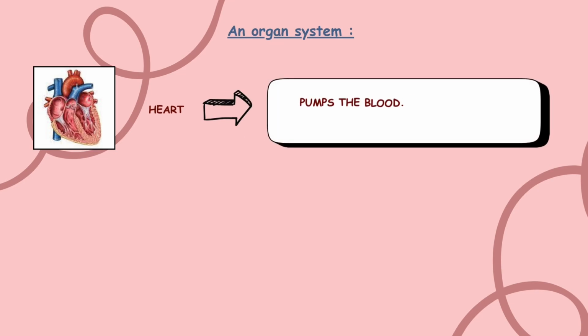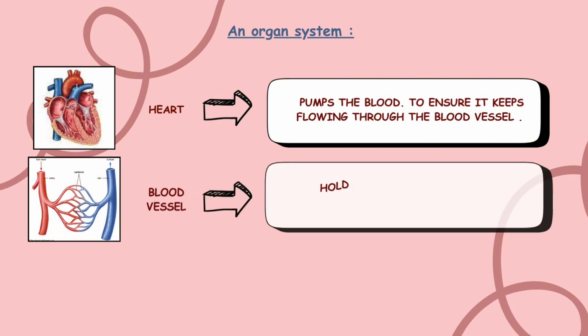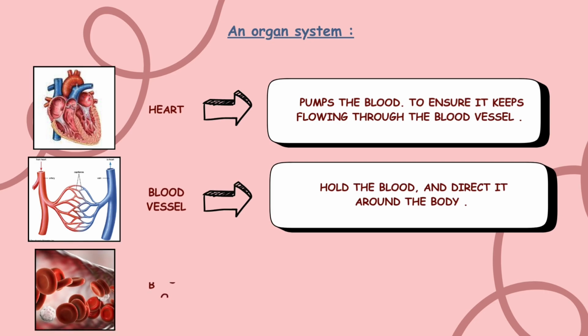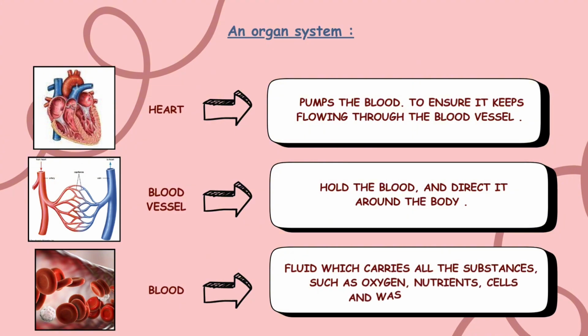The first, heart, pumps the blood to ensure it keeps flowing through the blood vessels. Second, blood vessels hold the blood and direct it around the body. Third, blood, a fluid which carries all the substances such as oxygen, nutrients, cells, and waste products.